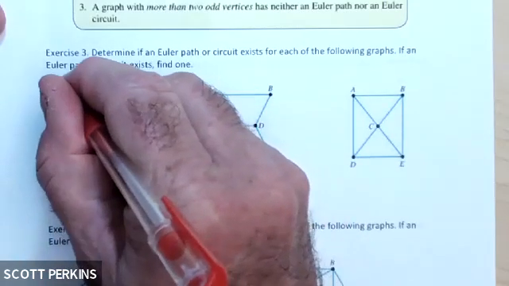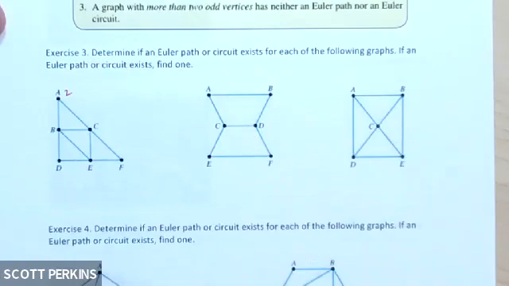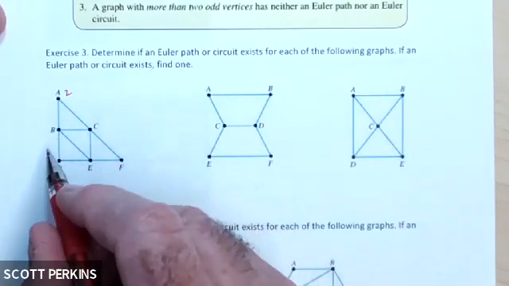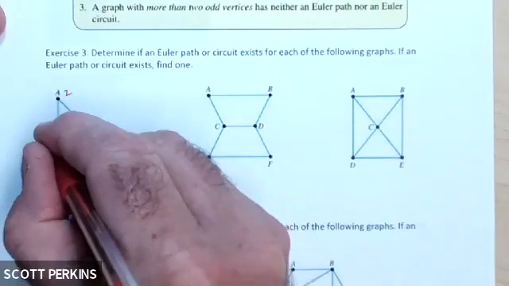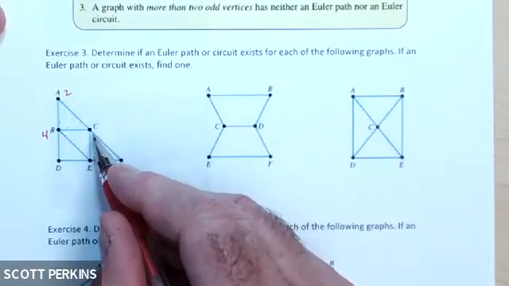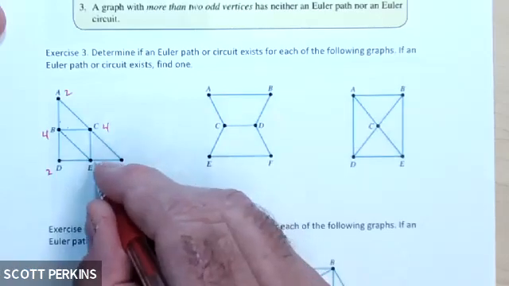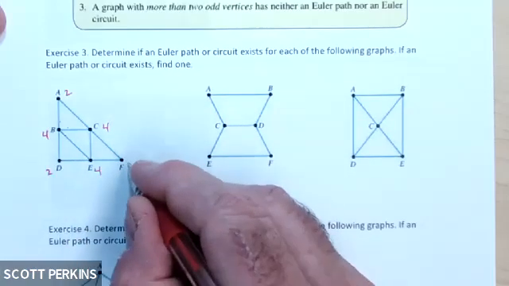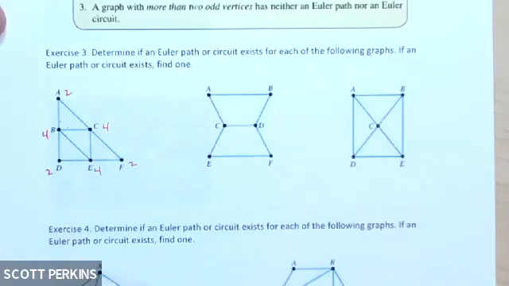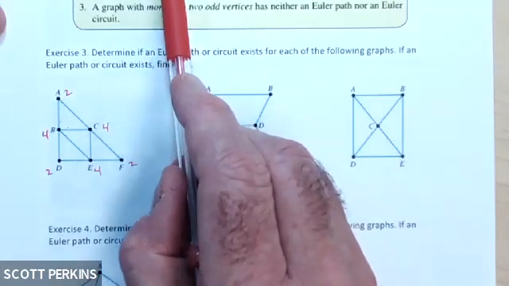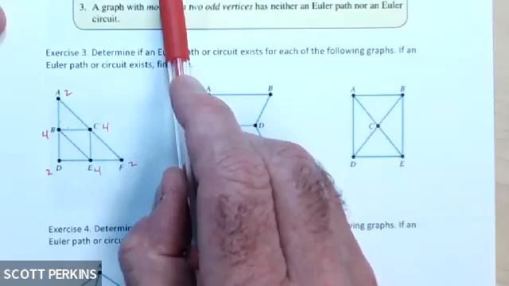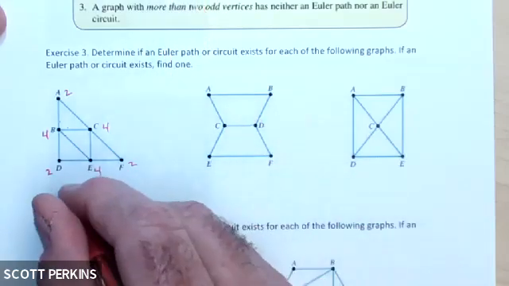2. There are 2 edges going into vertex A. What's the degree of vertex B? 1, 2, 3, 4. That's exactly right. How about vertex C? 4. Vertex D? 2. E? 4. And F? 2. Okay. So which situation is this? This is the first situation. There are no odd vertices, so that means an Euler circuit exists here.